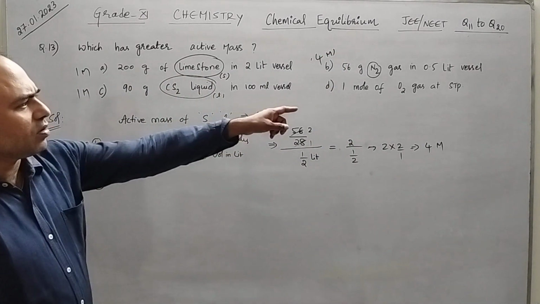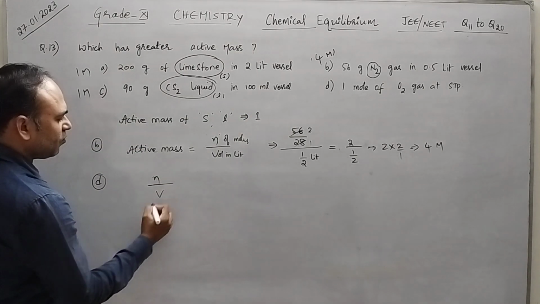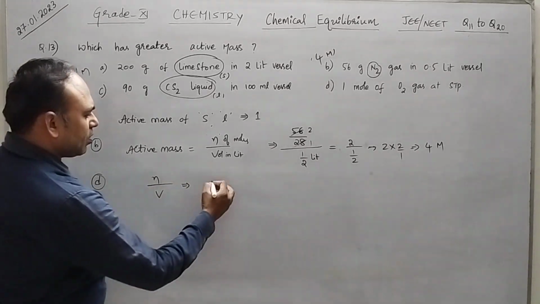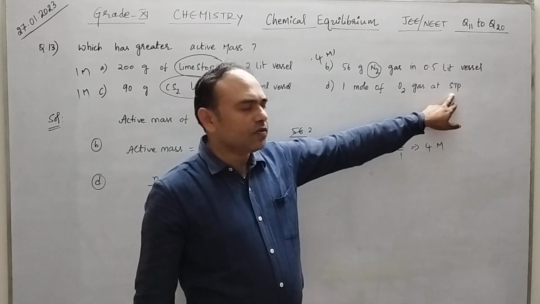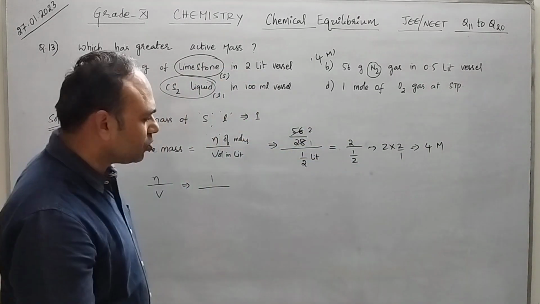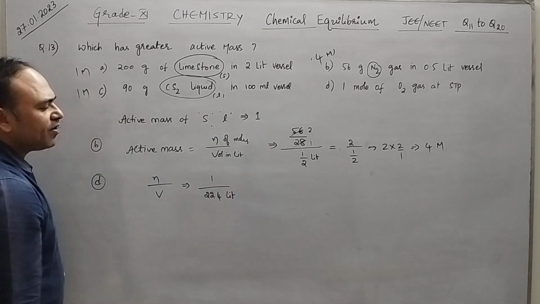Now the last one. So 1 mole of the oxygen gas is given. So we can write like this, N by V. How many moles? 1 mole. And volume, you know that any gas at STP occupies 22.4 liters. Therefore we can write like this. Hope we have understood this.